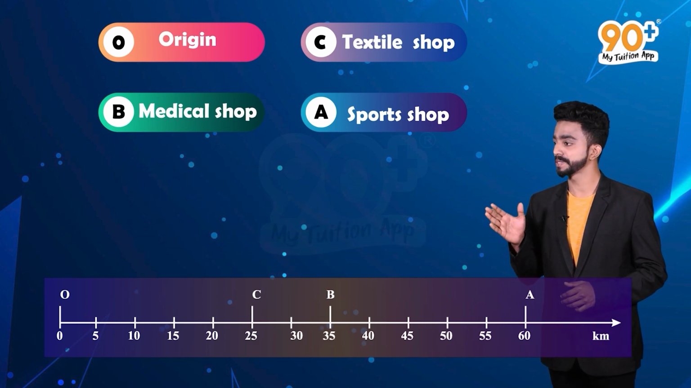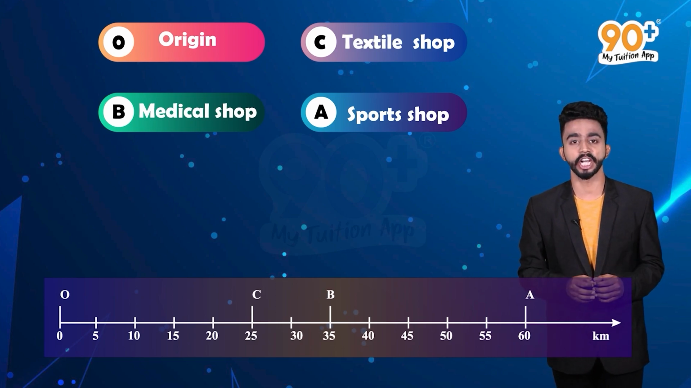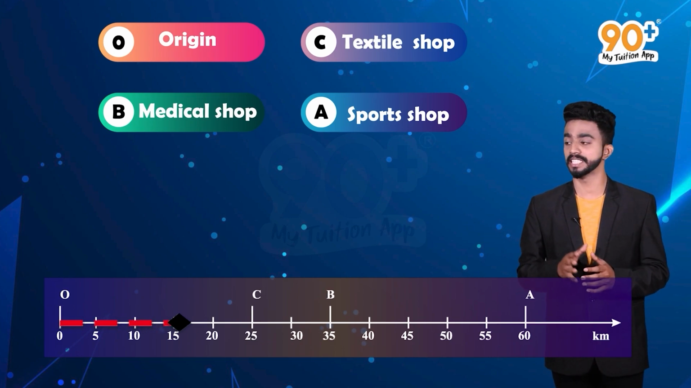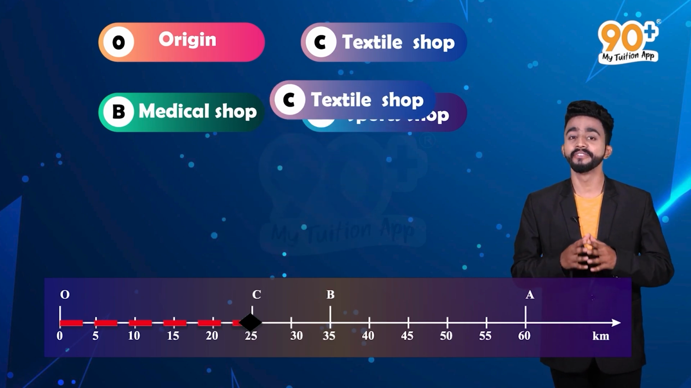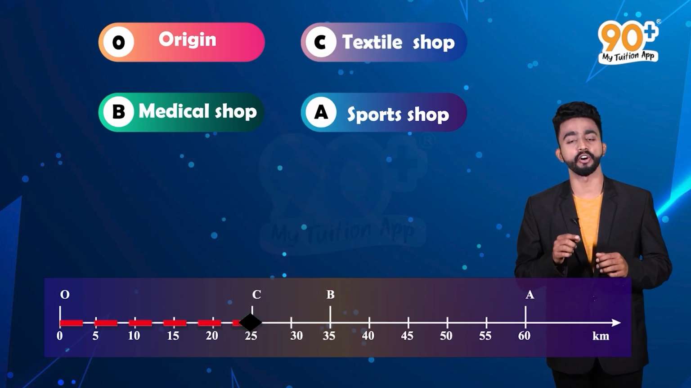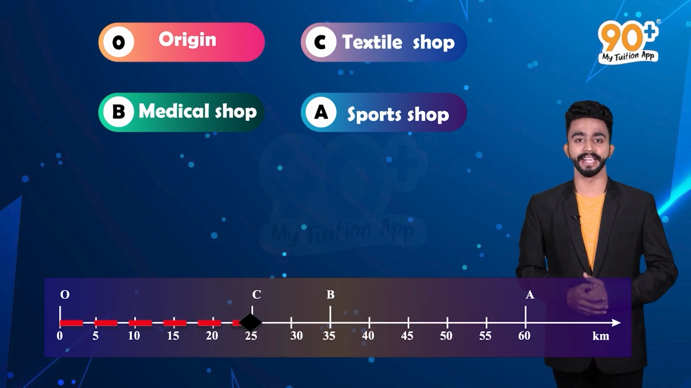Now, from this representation, can you find out the displacement from Raju's house, that is the initial position O, to the final position C, that is the textile shop? So, this difference will give you the displacement of Raju's path. Here, it is from O to C through A.